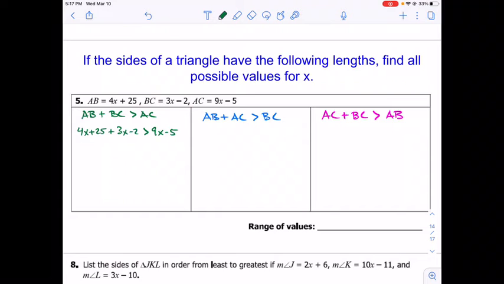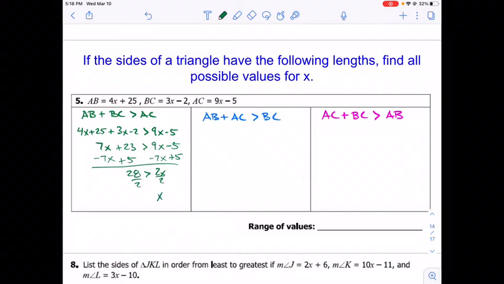So let's combine everything on the left. 4 and 3 give me 7x. And then 25 minus 2 is going to be 23. And we got 9x minus 5. So I'm going to bring 7x over by subtracting. And then I'm going to add the 5. So this becomes 2x. Add 5 to both sides, it gives me 28. So divide by 2. And that gives me x is going to be less than 14. If you want to write it the other way, you can write x less than 14. So it both means the same thing.